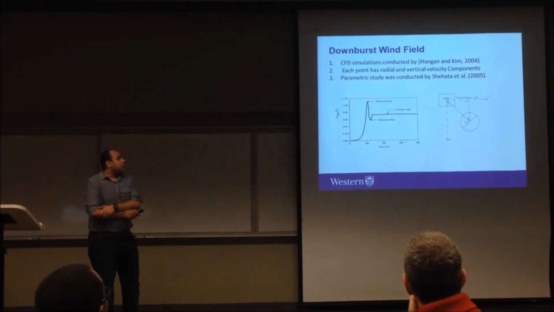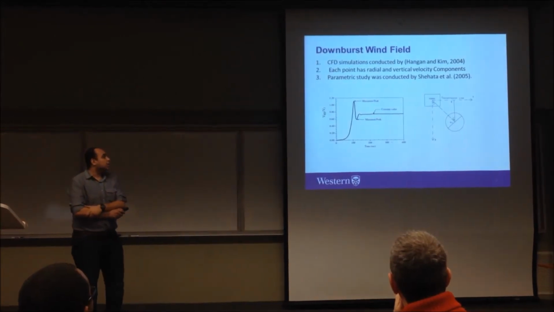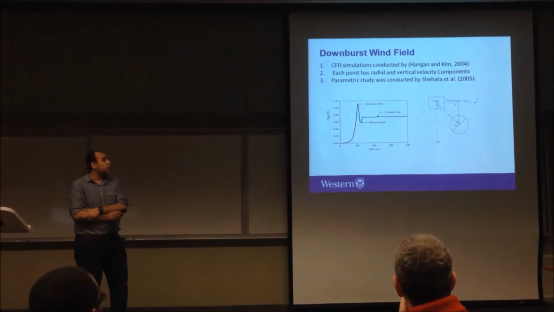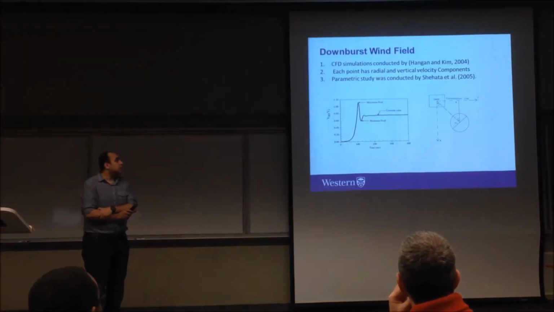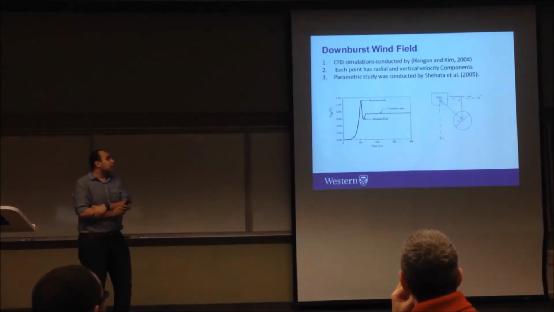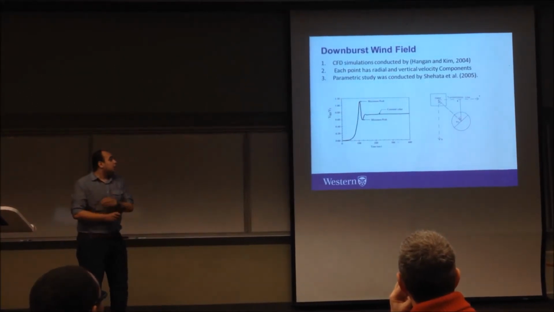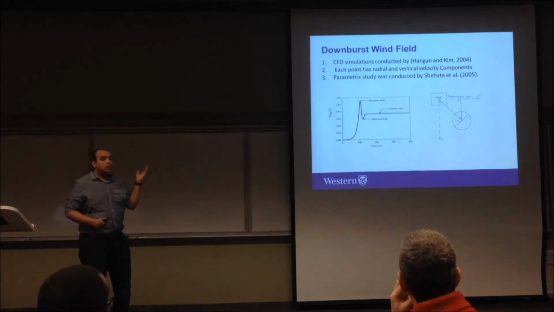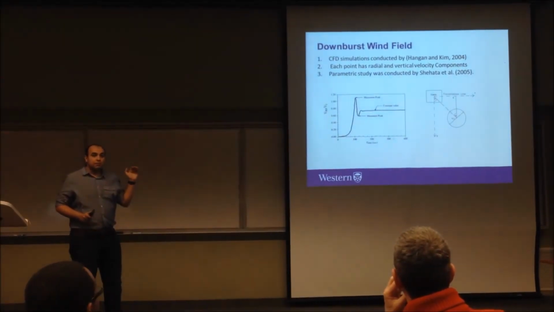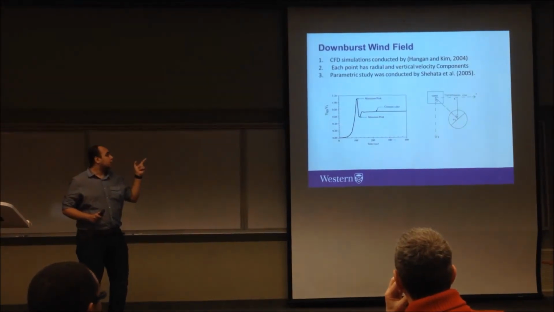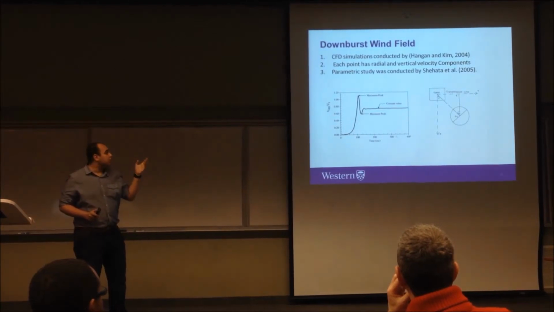For simulating the downburst wind field, computational fluid dynamic simulations were conducted by Hangan and Kim in 2004. Each particle in space has radial and vertical velocity components. And a parametric study was conducted by Shehata et al. in 2005. It was found that the radial velocity is the dominant one compared to the vertical velocity, and the maximum peak happened in an instant, so a static analysis is performed.